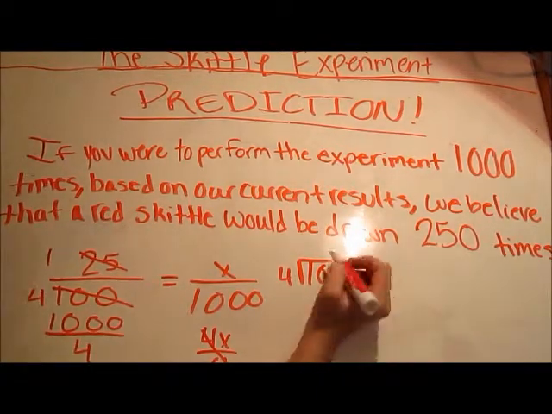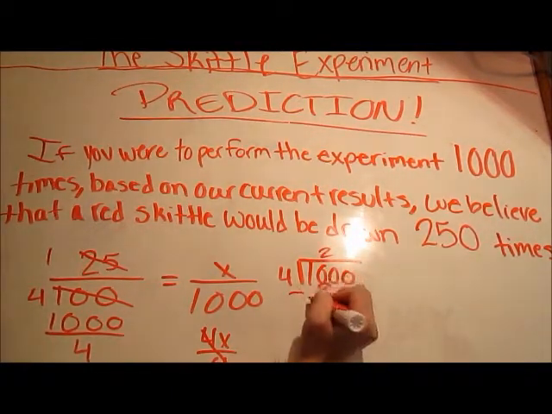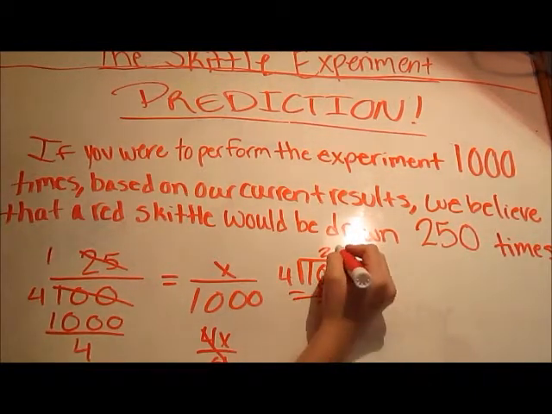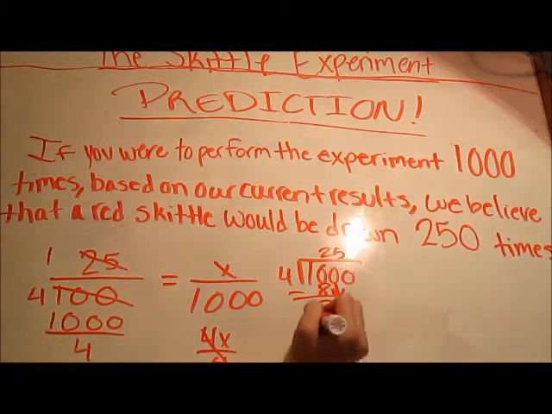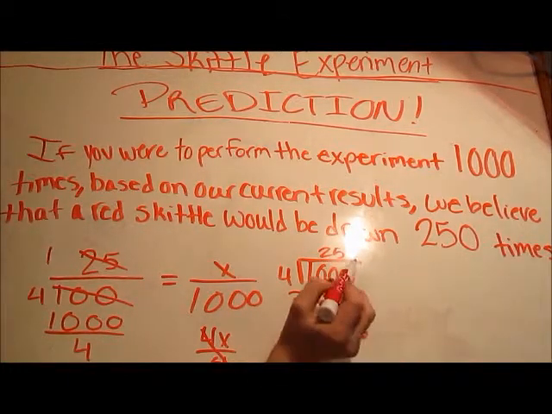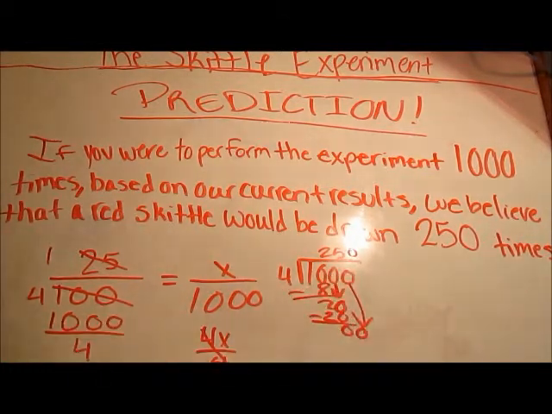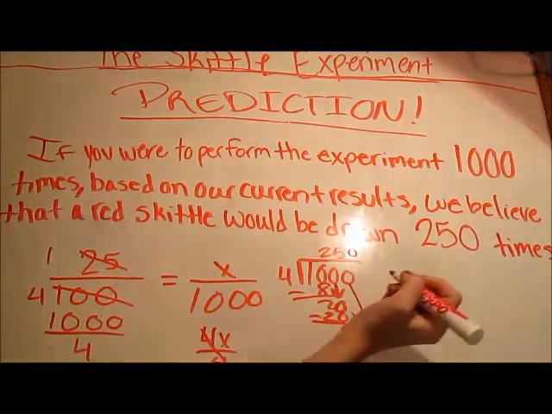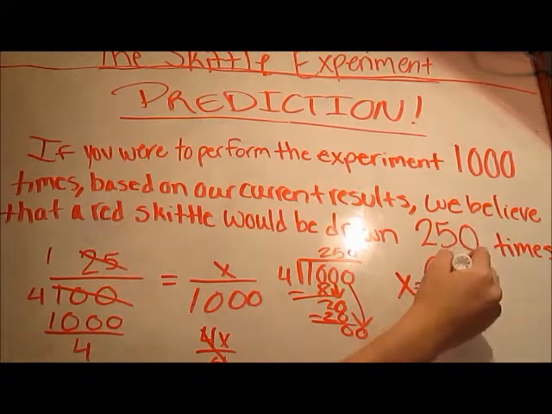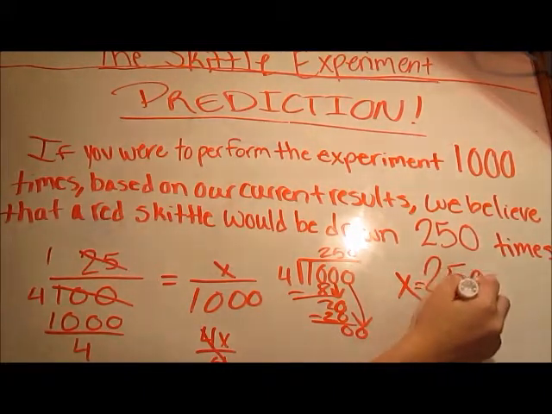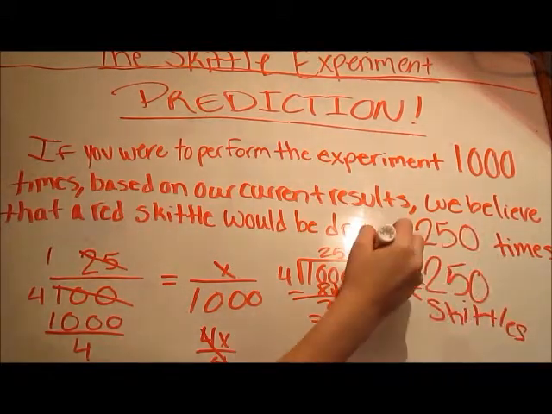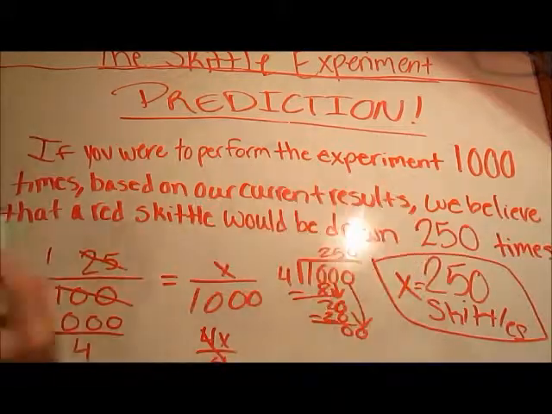4 goes into 10 2 times, which is 8. Subtract 2, bring down your 0. 4 goes into 20 5 times, that's 20. Subtract, that's 0. Bring down your 0. And 4 doesn't go into 0, so don't forget to put your 0 up by the 5. So that means that x equals 250 Skittles that were drawn out of 1,000. And that is how we got our prediction.